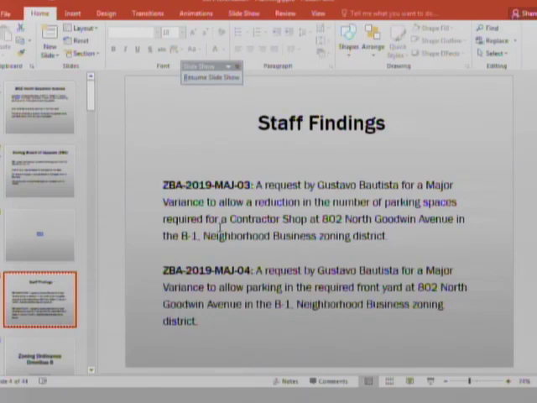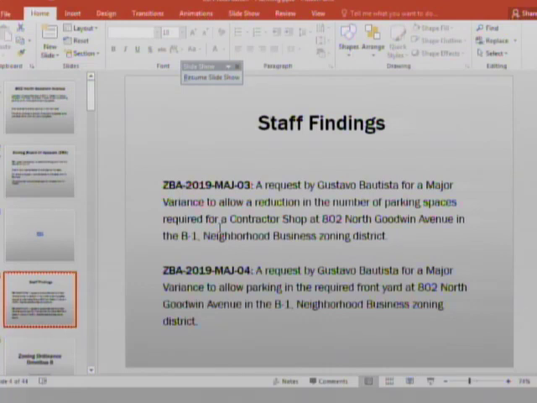Staff findings. Number one, Gustavo Bautista was granted a conditional use permit by the ZBA to allow a contractor shop with a showroom at 802 North Goodwin Avenue in the neighborhood business zoning district. Number two, Mr. Bautista has also requested a major variance to reduce the amount of parking required from 4 to 3 spaces and a major variance to allow car parking in the required front yard. Number three, the variances will allow the existing building and existing concrete pad to be used.